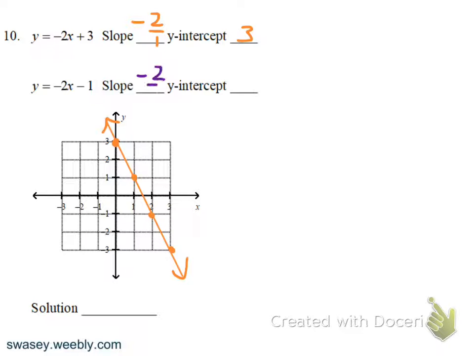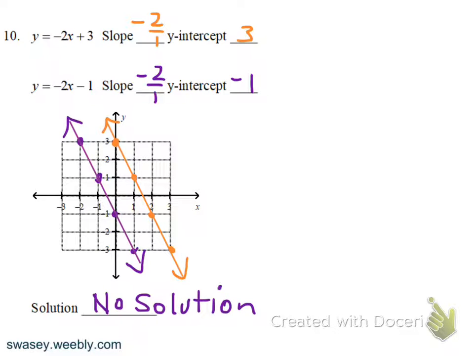Next we'll have a slope of -2 over 1, y-intercept of -1. Put a point at -1, go down 2 to the right 1. So you'll notice we have parallel lines, so there's going to be no solution. You may see that written as empty set. The solution set is empty.